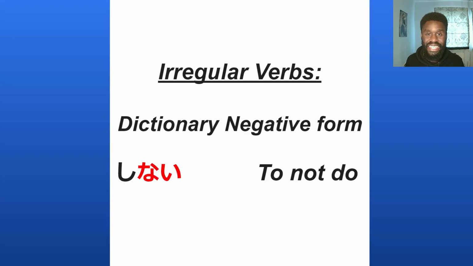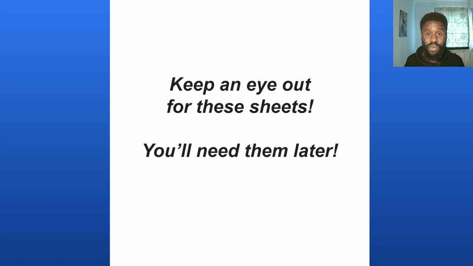To make the dictionary negative form of irregular verbs, you take the first row and you add nai at the end of it. Keep an eye out on these sheets, you'll need them later.